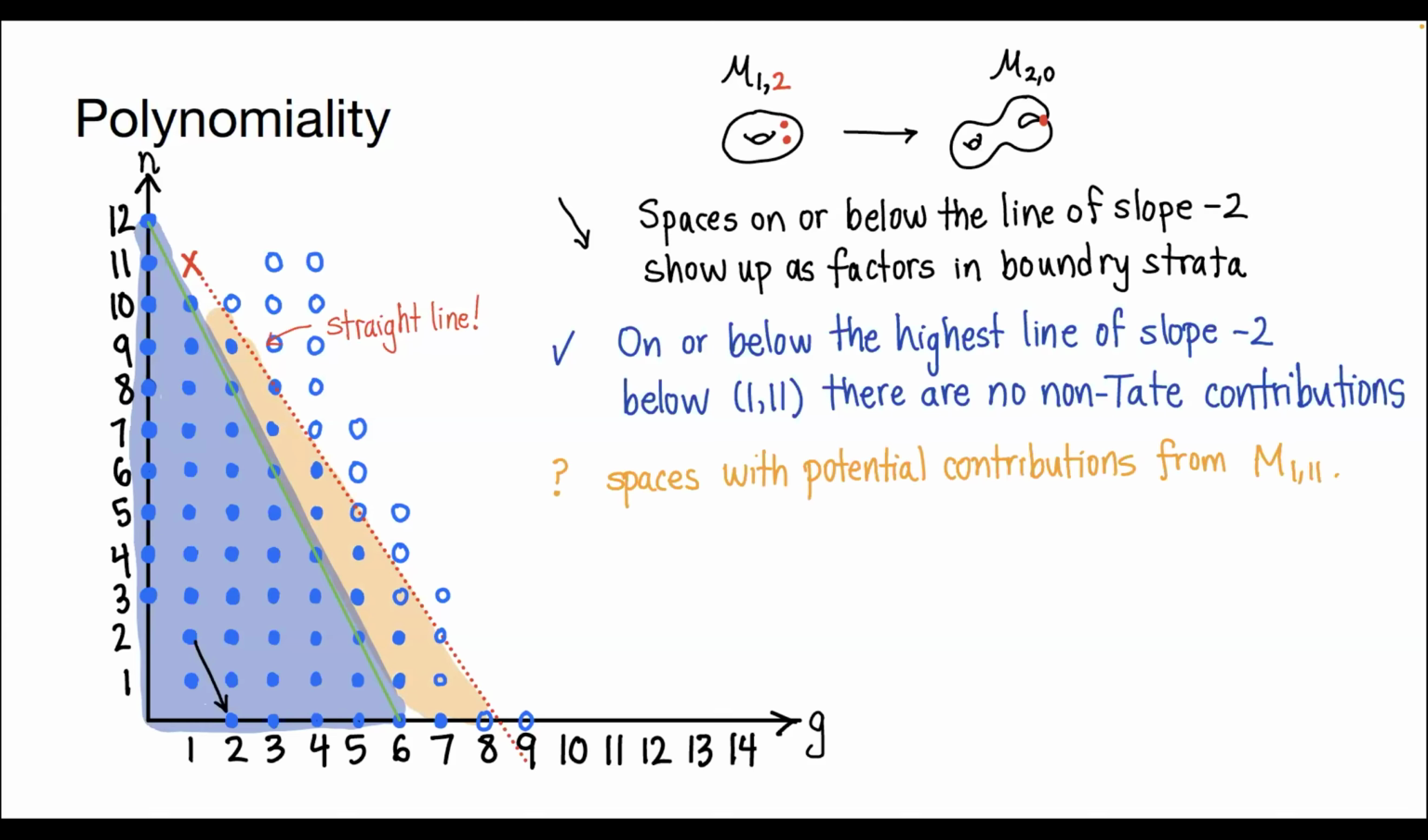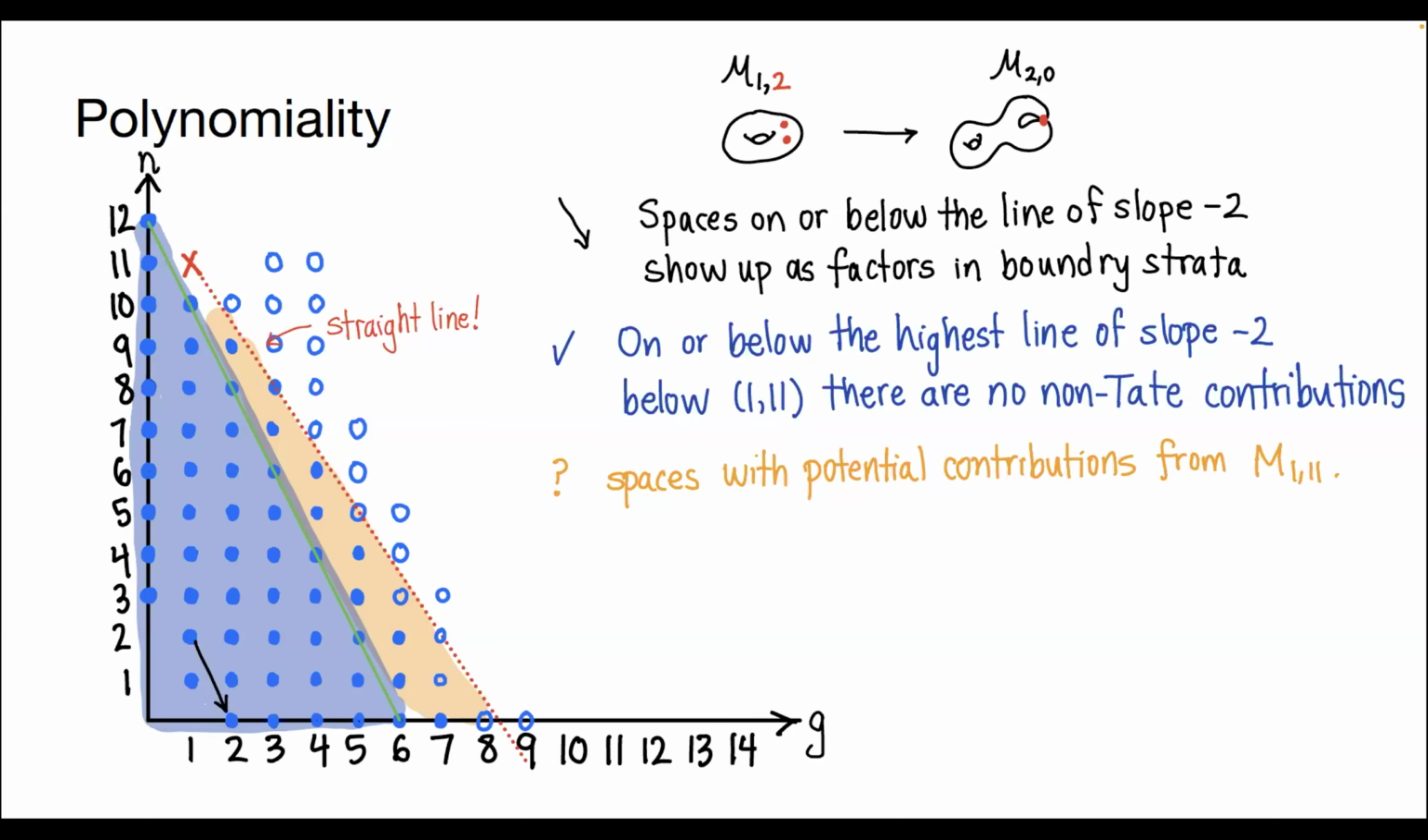But the line that showed up in our theorem was a line of slope -3/2. So there's a couple spaces in this orange region where maybe there's a filled blue dot here, which will imply that the point count for the compactification is polynomial, but you maybe have to subtract off something from the boundary. And these are spaces where there could be a contribution from M111 showing up in its boundary.